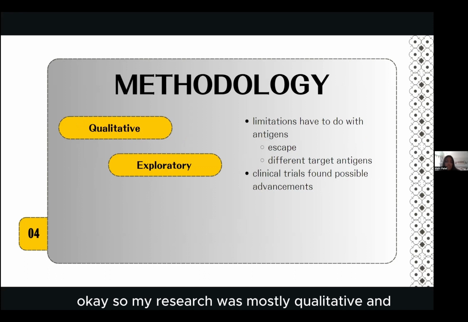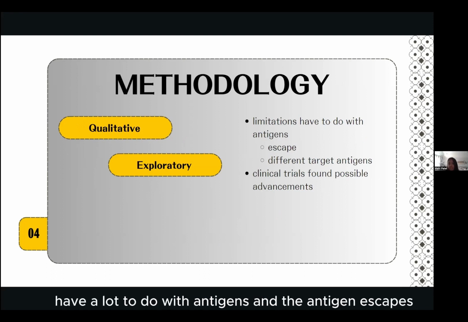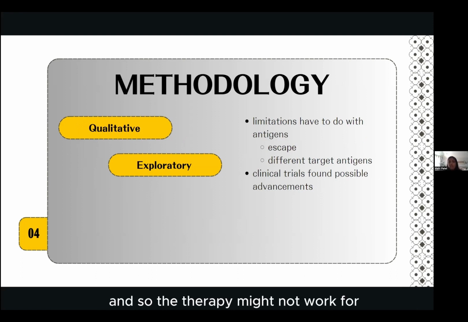So my research was mostly qualitative and exploratory. A lot of the things that I found were that the limitations and challenges have a lot to do with antigens and the antigen escapes and how certain antigens can avoid this therapy and basically fight it. And also the different target antigens, where different cancers can have different antigens on these cells. And so the therapy might not work for all forms of this cancer. And then clinical trials have found possible advancements that could help with these limitations specifically.